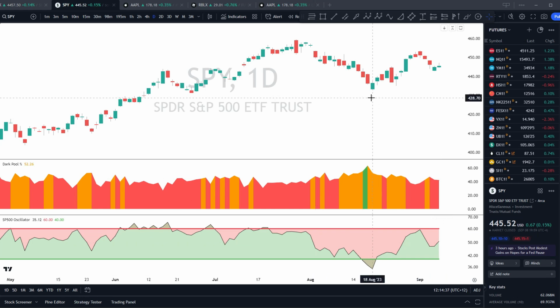So we can see they dip bought the market back on the 18th of August. My S&P 500 oscillator went into oversold territory as well. Then just as we're getting a little bit overbought here, they really pulled back, and we've pulled back a little bit since then as well. And now we're kind of just in the middle zone, but doesn't look like there's much dip buying going on.